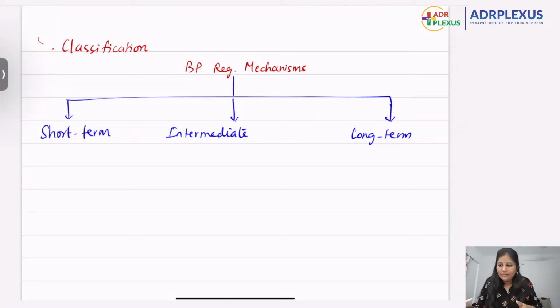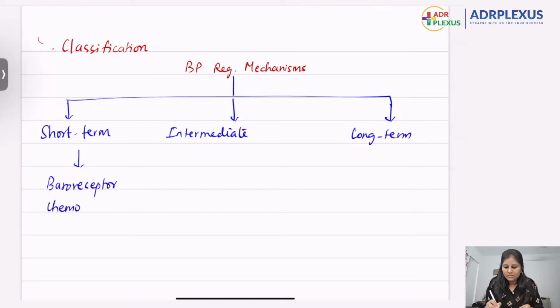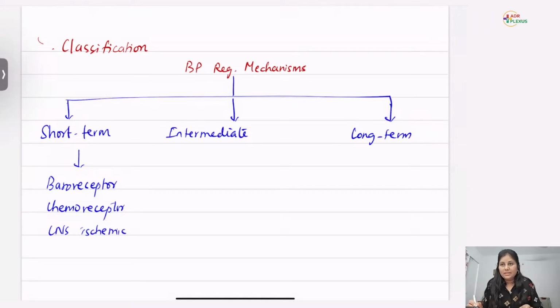So we'll quickly finish. Short term, based on the duration of onset of action only, we are coining. Short term is what is asked in our question, but we have to classify it. So short term: we have baroreceptor, chemoreceptor, CNS ischemic. These are the key short-term mechanisms.